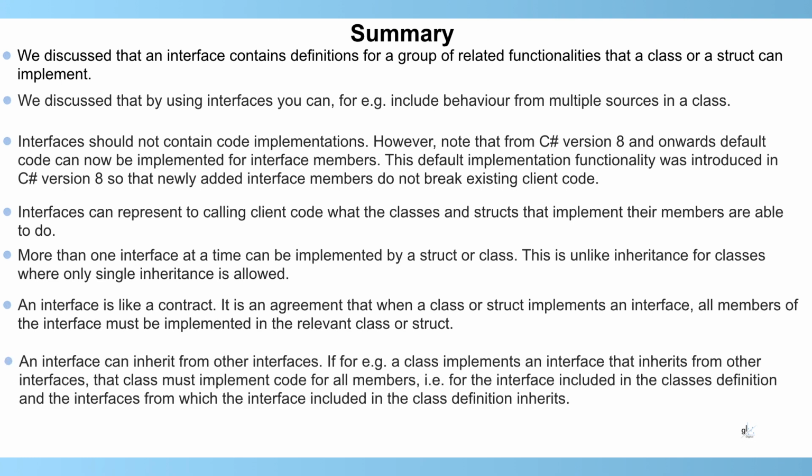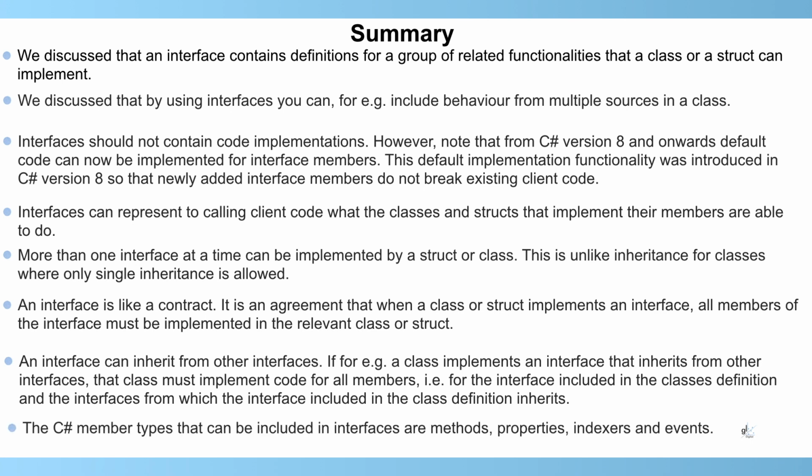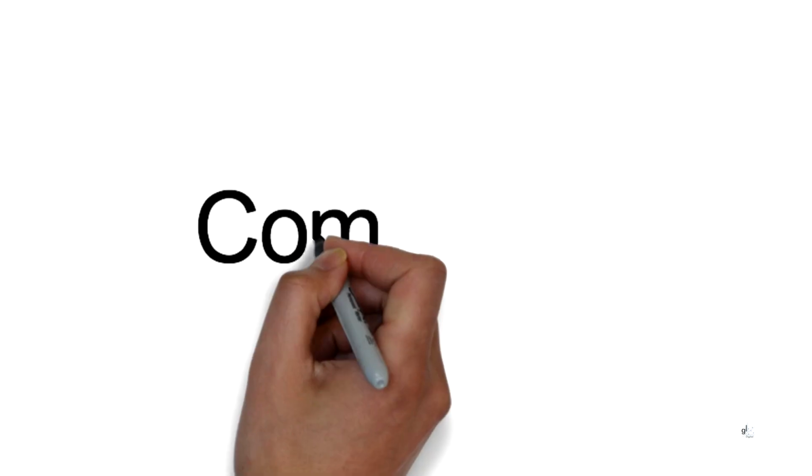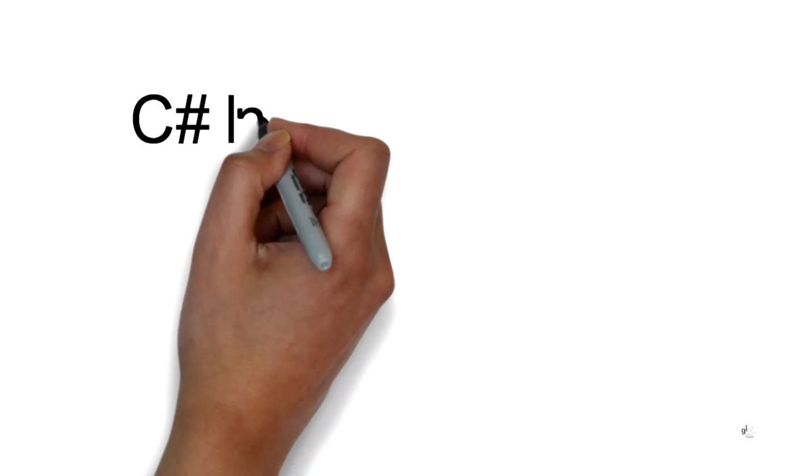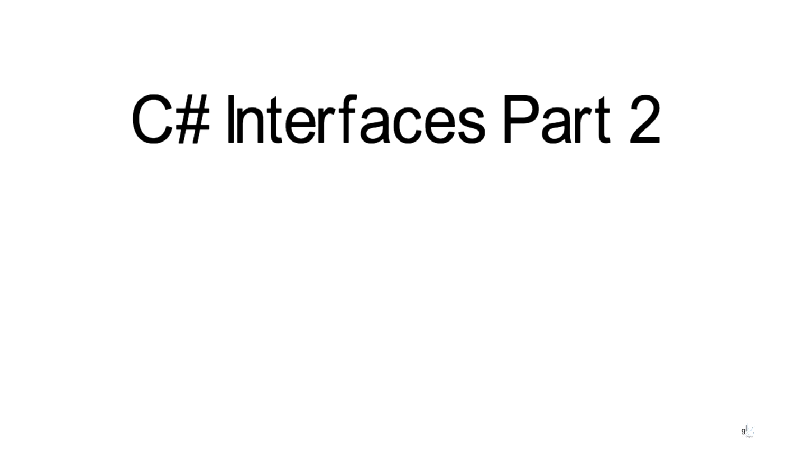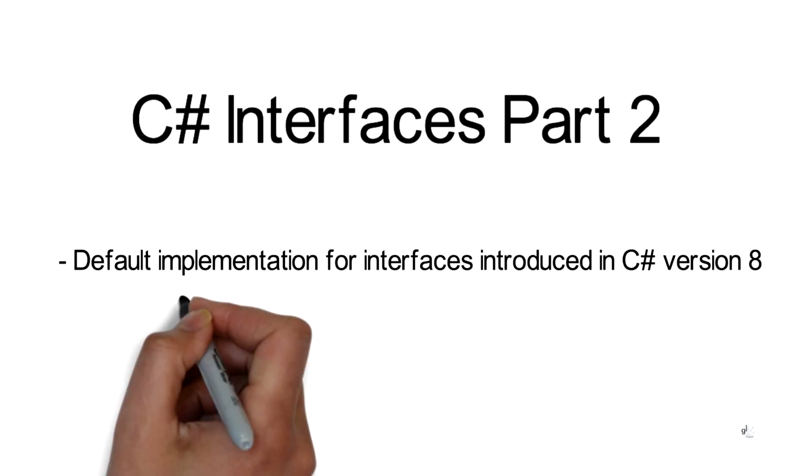An interface can inherit from other interfaces. If, for example, a class implements an interface that inherits from other interfaces, that class must implement code for all members, i.e. for the interface included in the class's definition and the interfaces from which the interface included in the class's definition inherits. The C# member types that can be included in interfaces are methods, properties, indexes, and events. In part 2 of this tutorial, we'll discuss the new functionality added in C# version 8, where default implementations can now be included in interfaces.